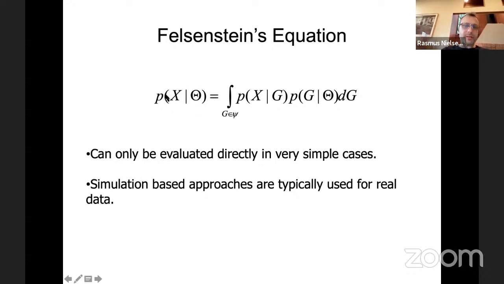So, okay, maybe I should say that also. Why in the first place are we interested in this function? This is, of course, the likelihood function for theta. We maximize this function for theta, and that gives the maximum likelihood estimates of theta. So that's why we're evaluating this function in the first place.